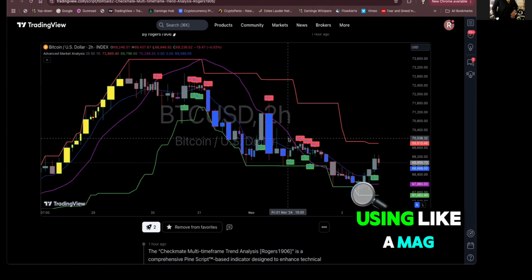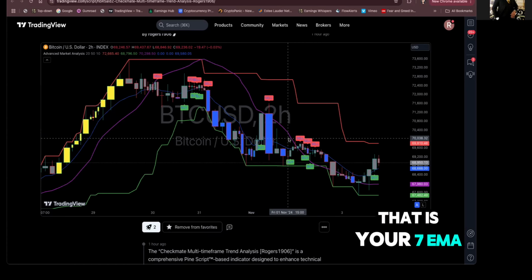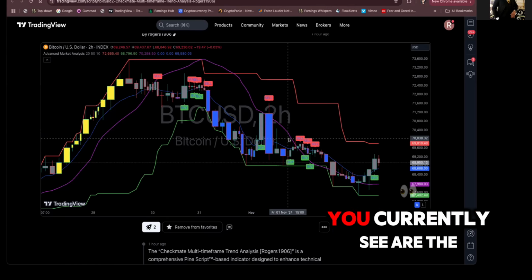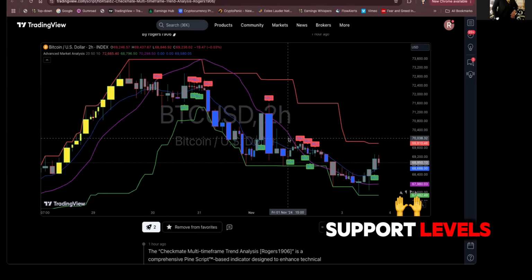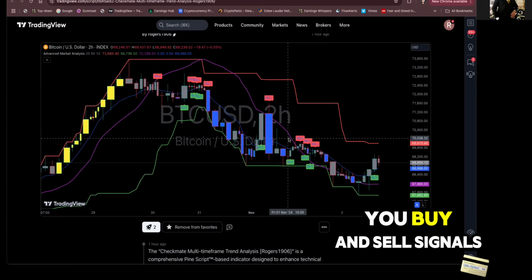So this is not using like a MACD, if you will. It's only using one exponential moving average, and that is your 7 EMA. Also at the top, the red that you see, those are your resistance levels, and the green that you currently see are the support levels. Now, this indicator is coded to actually tell you buy and sell signals.